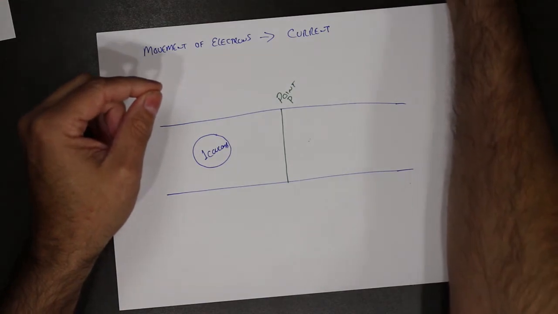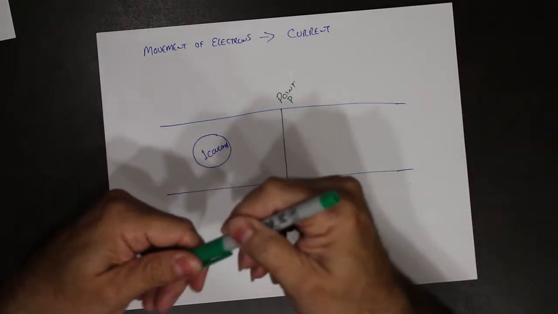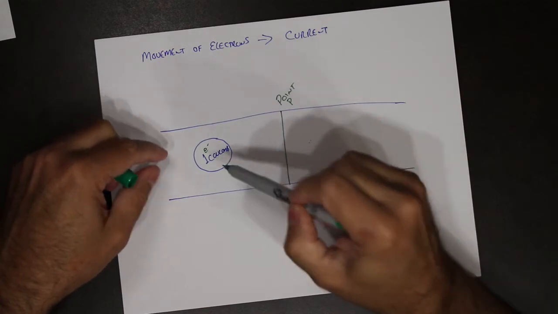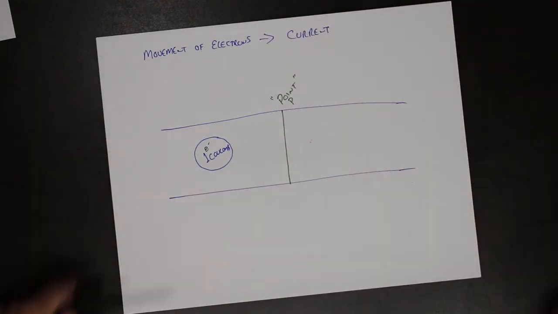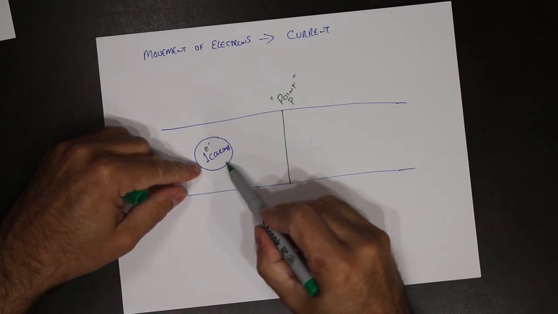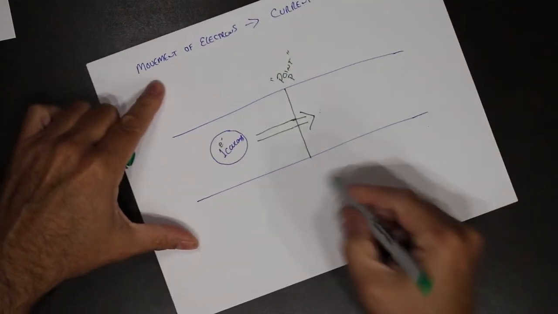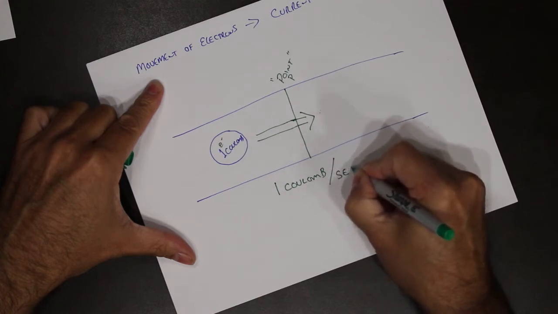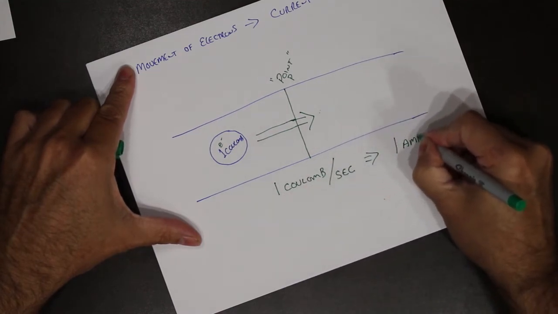But how much? So we have our unit of charge, one coulomb. Inside this circle, I have one coulomb worth of electrons. That means I have 6.24 times 10 to the 18th electrons inside that circle. I have something over here called point P. This is a conductor. If one coulomb passes by point P at a rate of one coulomb per second, that is considered 1 amp of current flow.